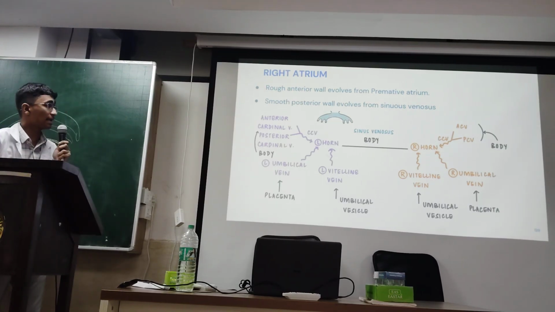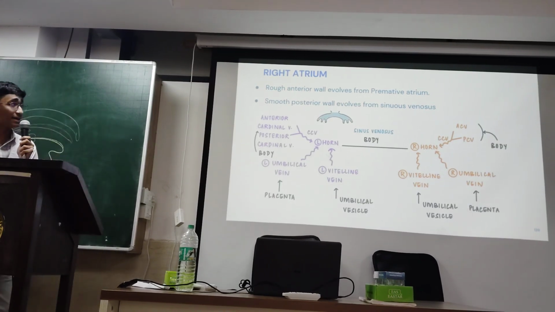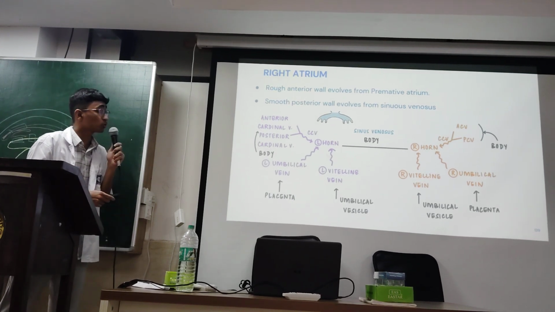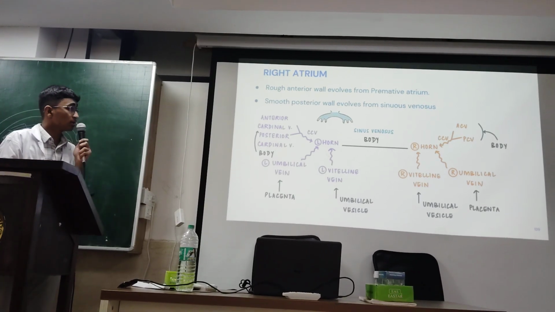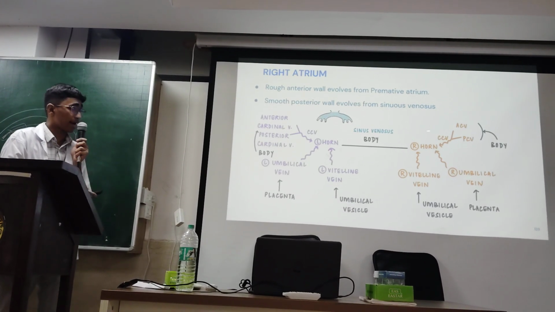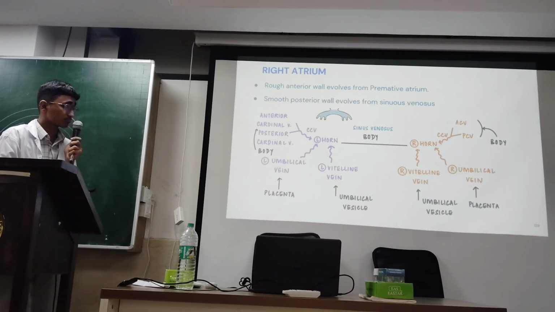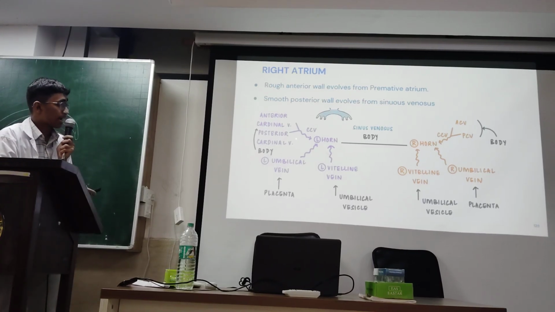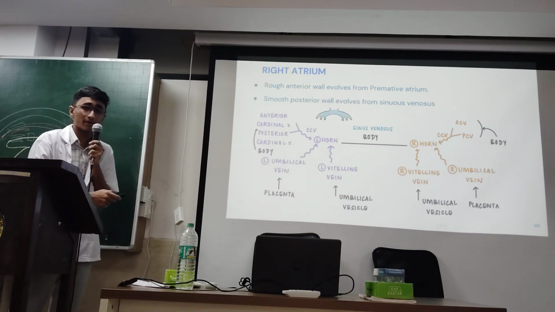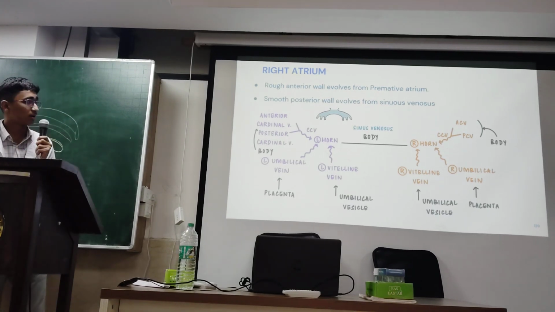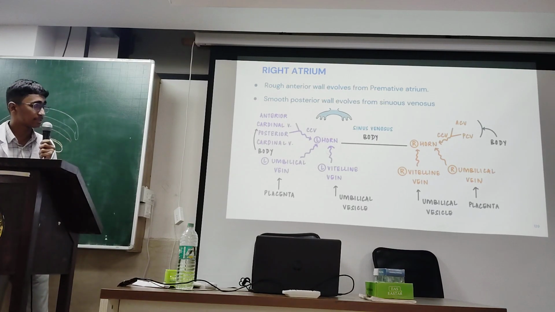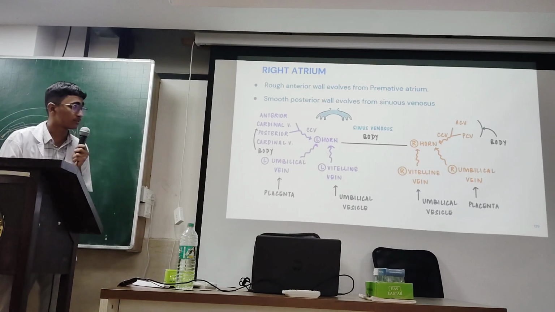Now, discussing the right atrium, the rough anterior wall was, as discussed earlier, from the primitive atrium, and the smooth posterior wall was from the sinus venosus. Here, the sinus venosus has left and right horns. They will have three veins, and the umbilical vein will regress, the common cardinal vein will develop into the superior vena cava, whereas the vitelline vein will develop into the inferior vena cava for the right horn.